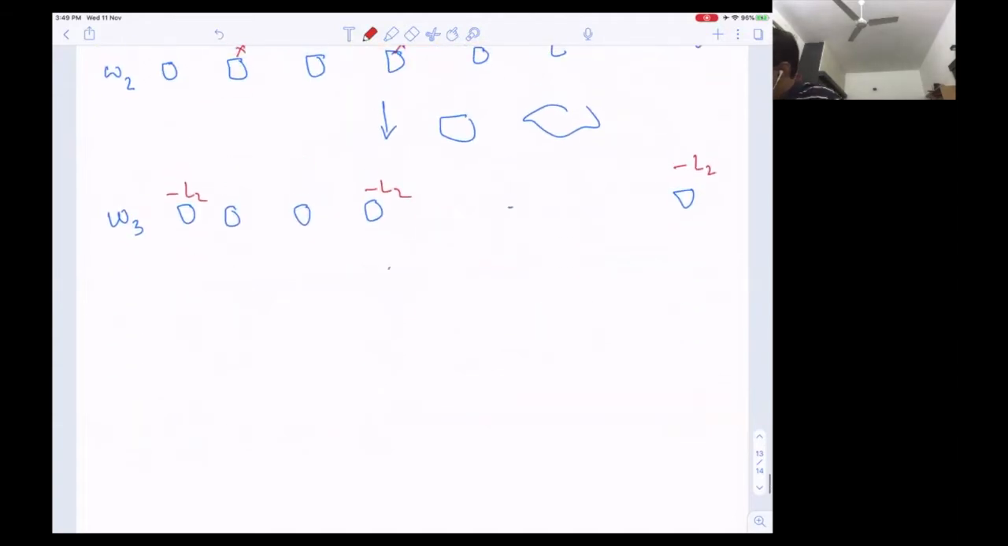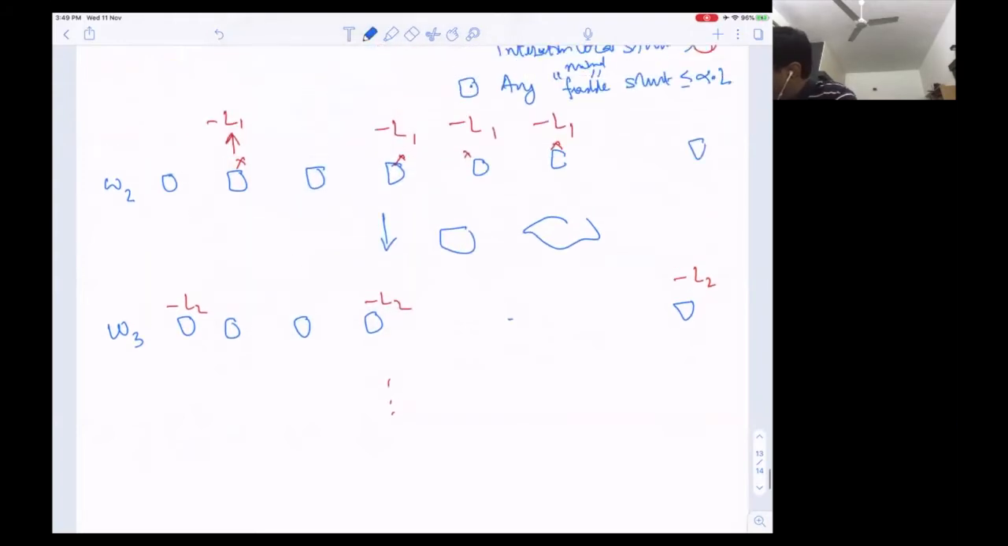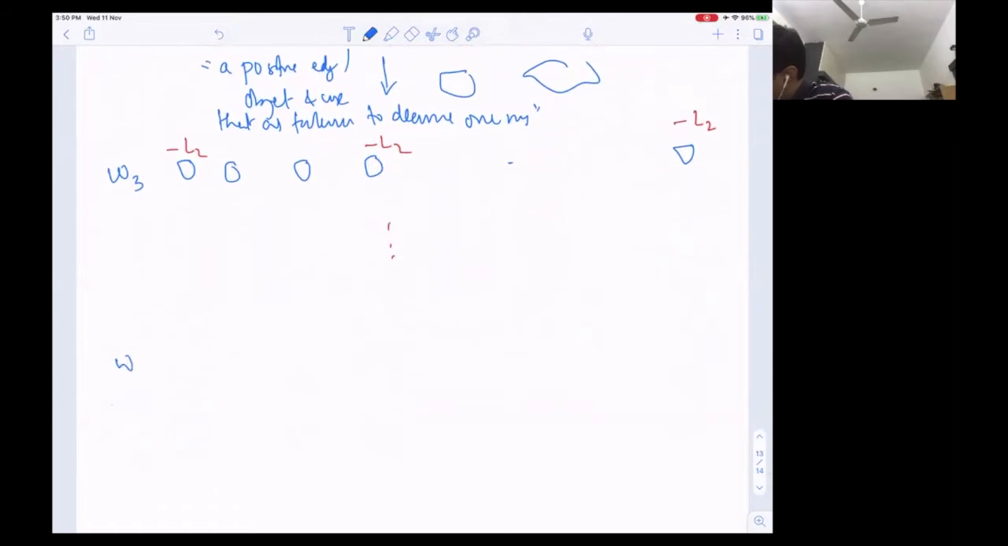until we reached a point where, and this decomposition was possible because all the time we find a positive edge or object and use that as a fulcrum to decompose our weight. Okay, and this is the way we reached some last point Wm, where everything was less than or equal to 0 weight. Okay, so this is how we reached this.